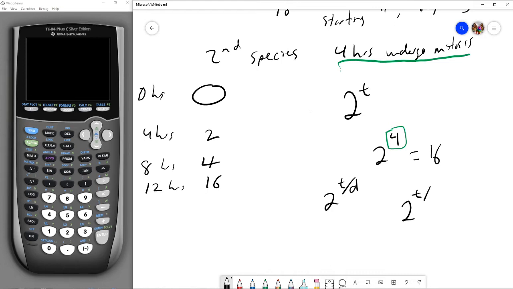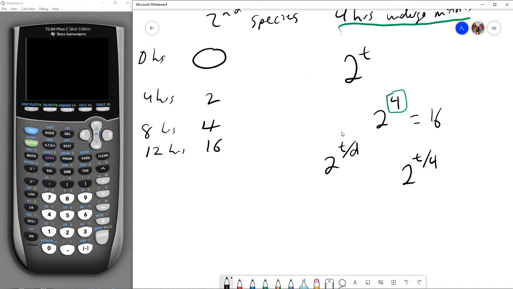So we have 2 to the t over 4. Then when I plug in my 4, that's going to be 4 divided by 4. So that's 2 to the first, which will give me the 2 here. I plug in my 8. That's going to be the same thing as 2 squared, which is 4. If I plug in 12, well, 12 divided by 4 is 3. Oh, I just realized this should have been an 8. Oops. Mistakes happen. So if I take 12 and divide by 4, that gives me 3. 2 cubed is 8.